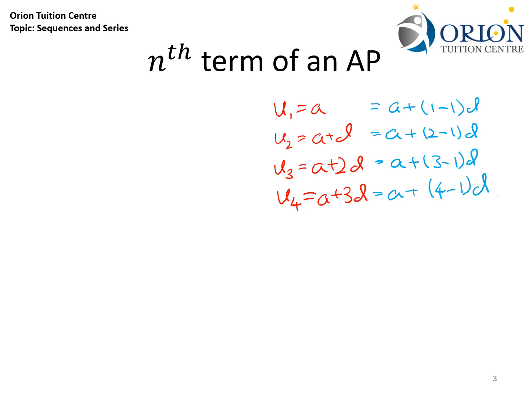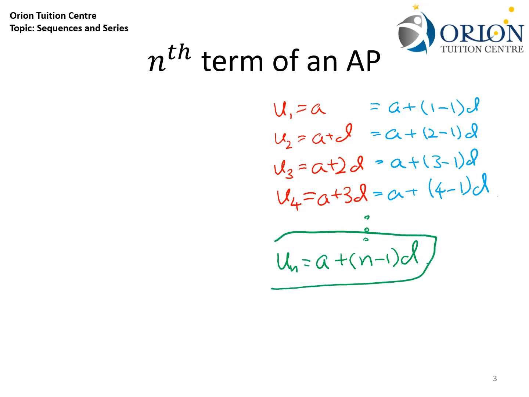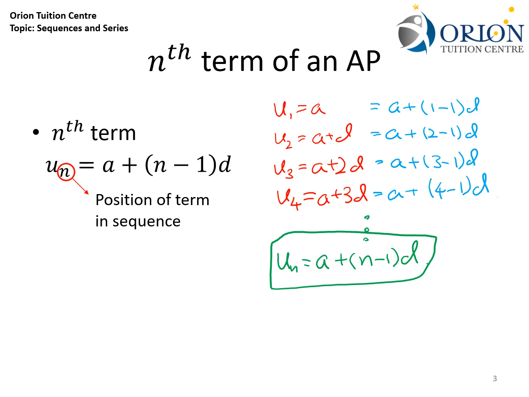And from here, what we can observe is that eventually, if we look at the nth term, it will be a plus (n minus 1)d. And hence, this is the value for the general term of an AP. And in this formula, you can think of n as the position of the term in the sequence.